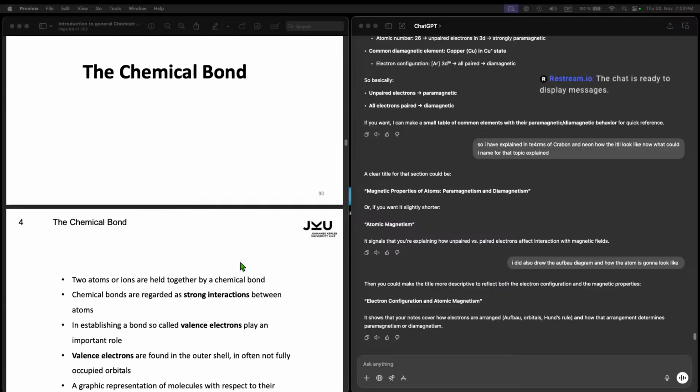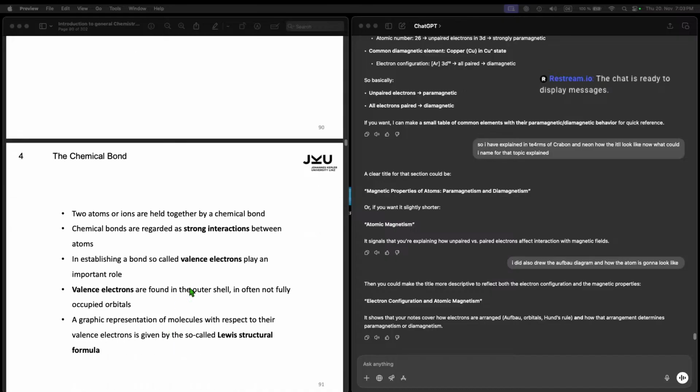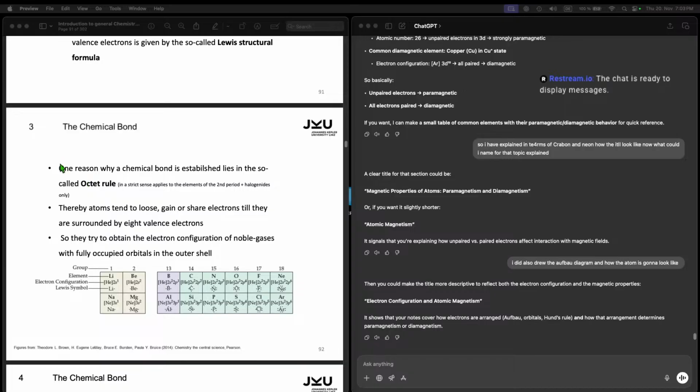Chemical bond. In a chemical bond, two atoms or ions are held together. Chemical bonds are regarded as strong interactions between atoms. In establishing a bond, so-called valence electrons play an important role. Valence electrons are found in the outer shell, in often not fully occupied orbitals. A graphic representation of molecules with respect to their valence electrons is given in the so-called Lewis structural formulas. One reason why a chemical bond is established lies in the so-called octet rule.